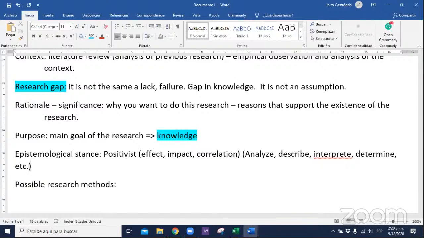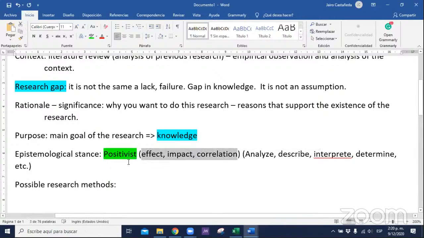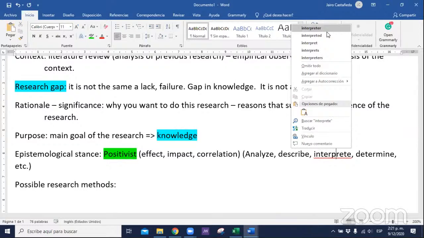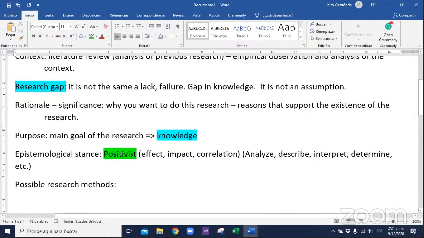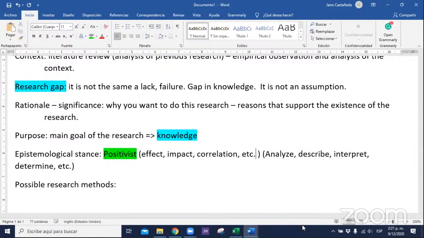However, what I want to call your attention to is that if you are positivist, you are going to establish these relationships, okay? Because remember that positivism includes the relation of variables, right? The relation of variables has these possibilities. Some of them are these ones, okay? There are many others, but the positivist regards this.